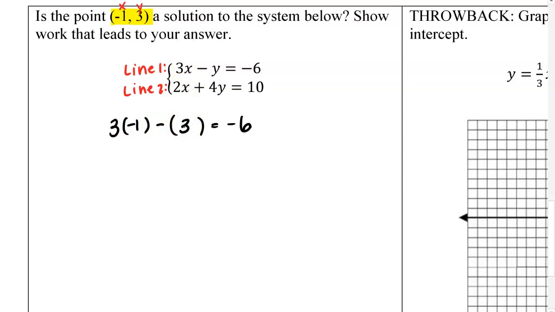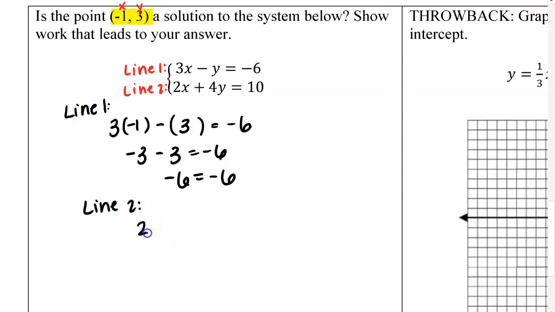Notice that I like to put the numbers in parentheses. That helps remind me that I'm going to be multiplying the x value by the 3. So -3 minus 3. -6 does equal -6, so this ordered pair is a solution to line 1. Now I'll check line 2. -1 for x, 3 for y. -2 plus 12 equals 10.